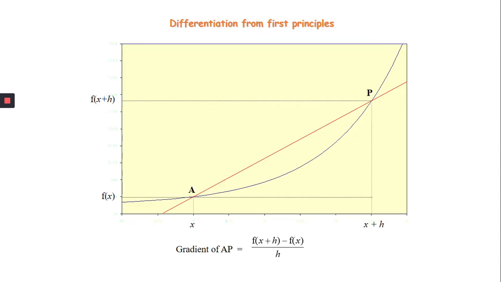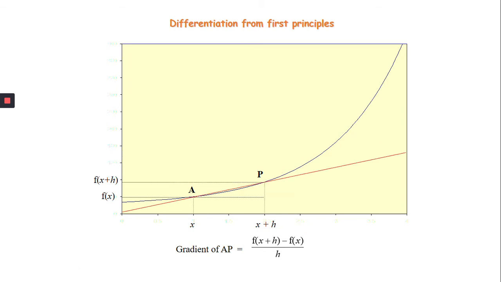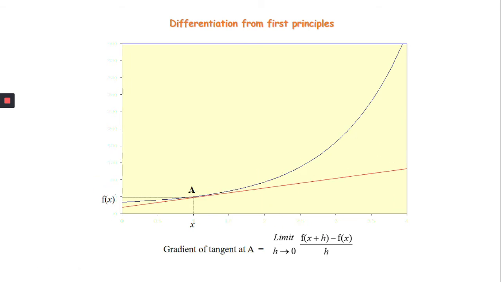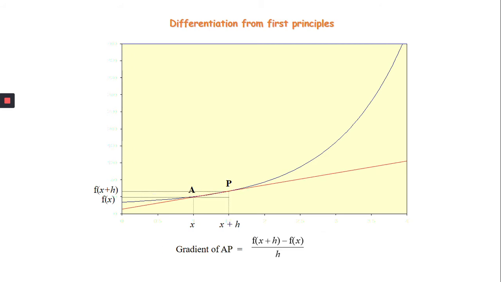So it's going to freak you out a little bit now. We're going to work out the gradient between A and P. And what I'm going to do is make P get closer and closer and closer to A until eventually P and A are the same point.